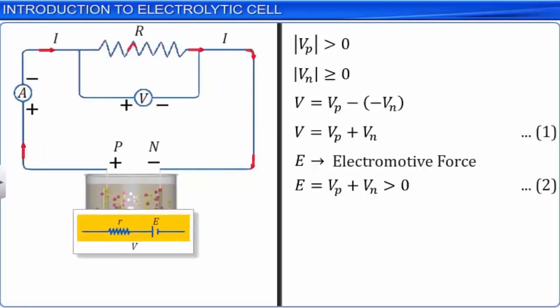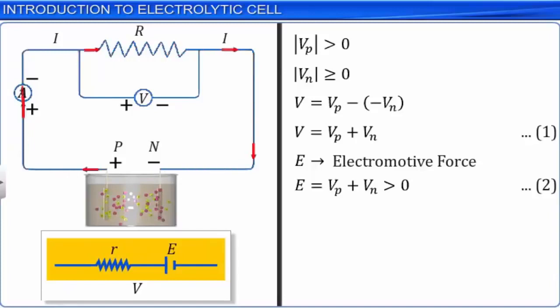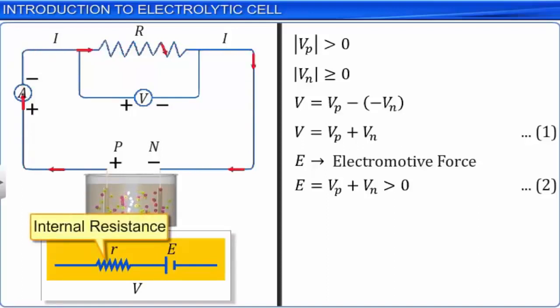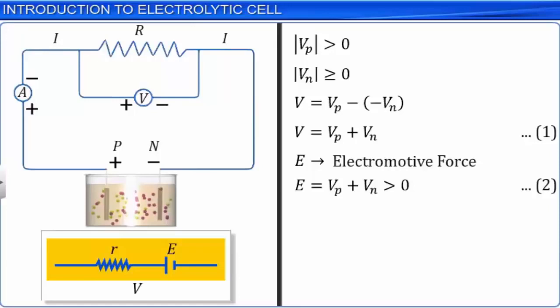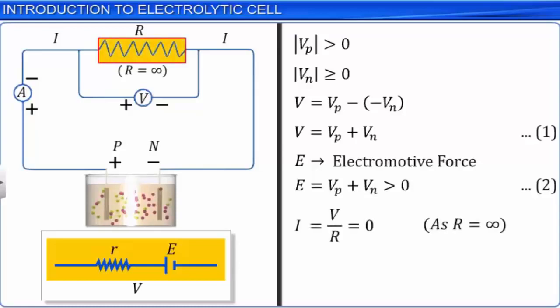As the current passes through the electrolyte, it must have a finite resistance r, which is known as the internal resistance of the cell. To clearly understand the difference between potential difference and EMF, let us replace the resistor R in the circuit with a resistor of infinite resistance. We can now write I is equal to V divided by R, equal to 0.